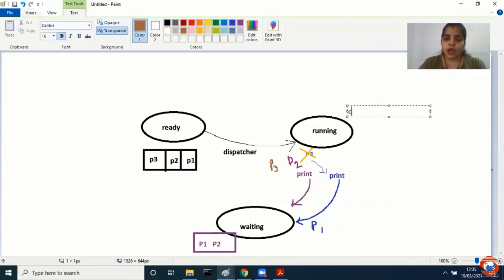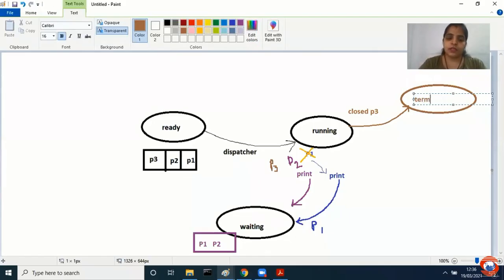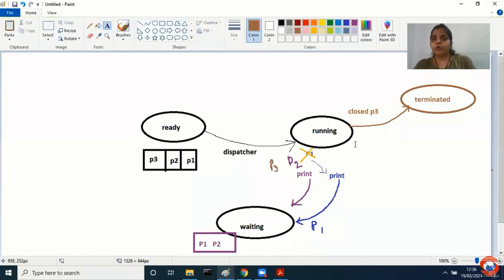Suppose now I have closed P3. When I say I have closed P3, process is being terminated. So this will go in which state? Called as terminated state. I hope you have understood up to this point.